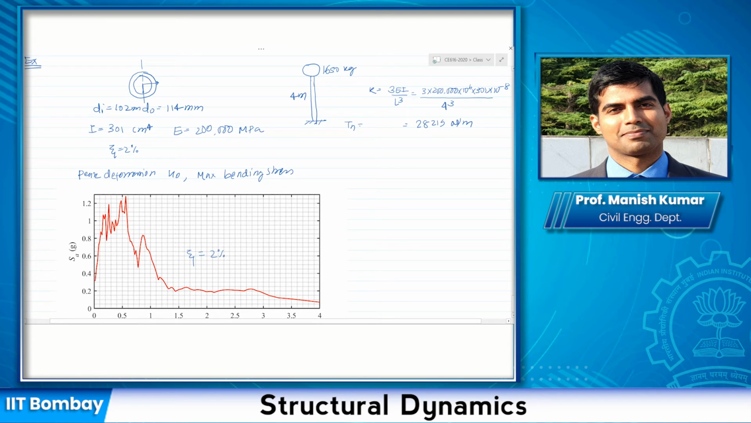And for Tn, you need basically mass and K. The mass is already known to you. The K value you need to calculate. So let us see what do I get as Tn. 2 pi root under m over k, where is m? 1650 divided by 28219. Let us see what do I get. So this I approximately get as 1.52 second.